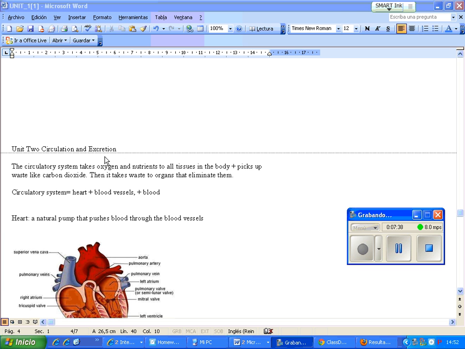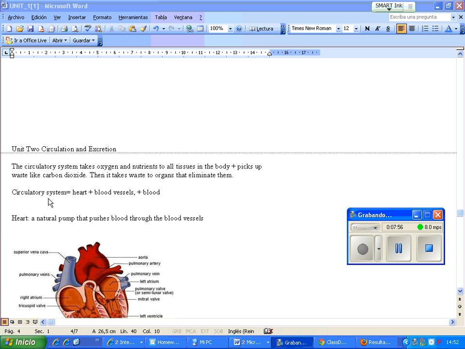Unit 2, circulation and excretion. The circulatory system takes oxygen and nutrients to all tissues in the body and picks up waste like carbon dioxide. Then it takes the waste to organs that eliminate it.